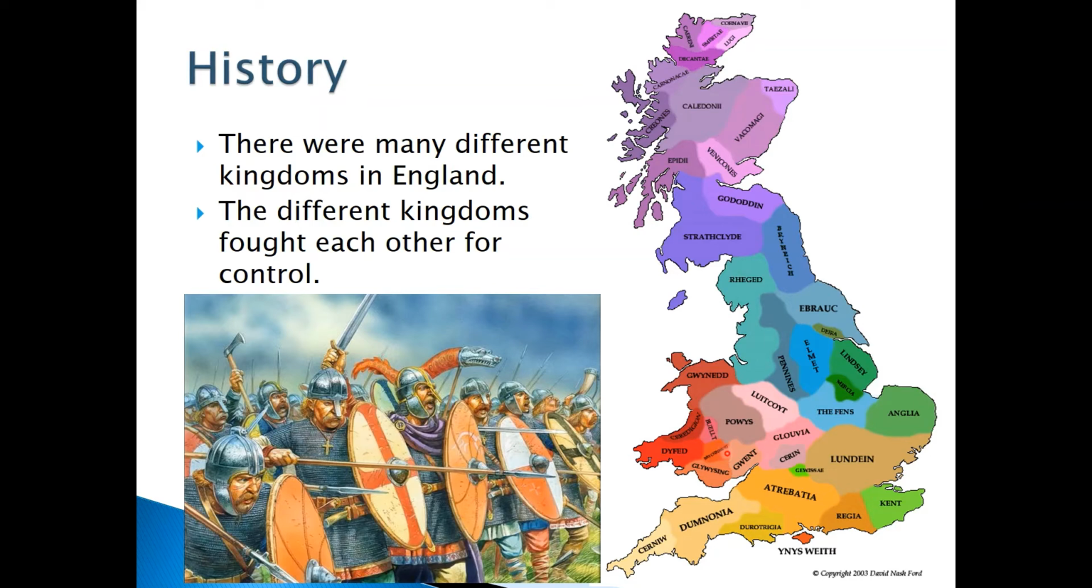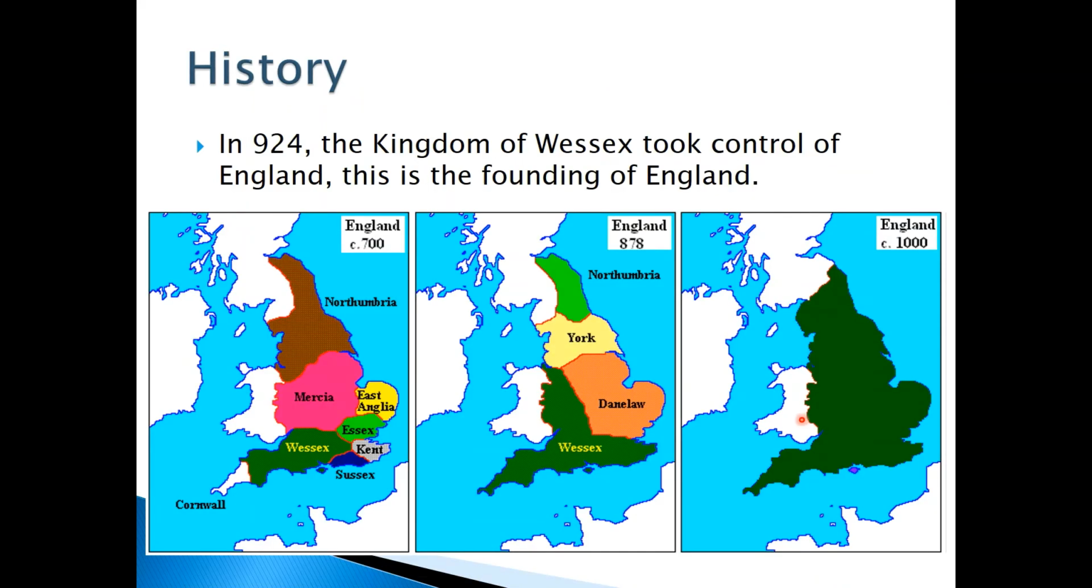At this time, there were many different kings and queens in England, and they were all fighting to get more control. In 924, the Kingdom of Wessex took control of England. This is the founding of England. Wessex slowly took control of all of England. So the King of Wessex was now the King of England.